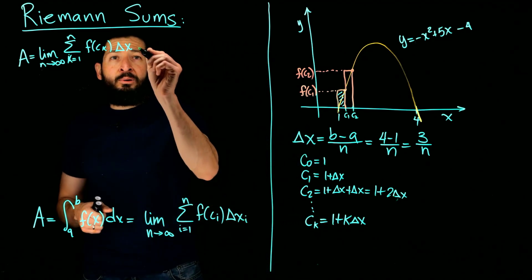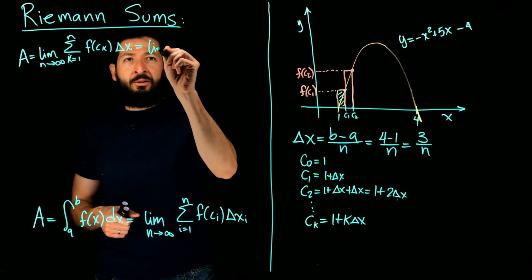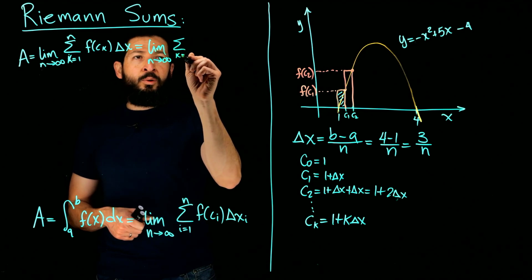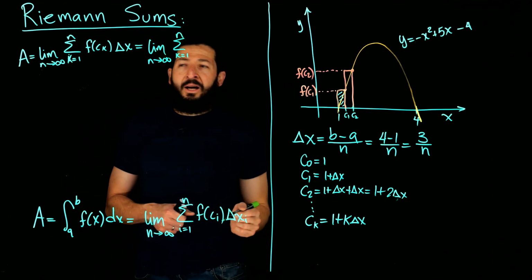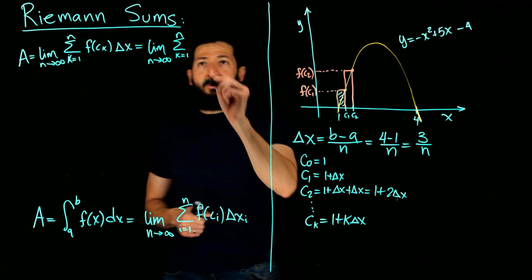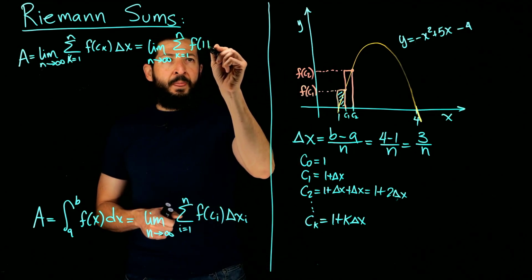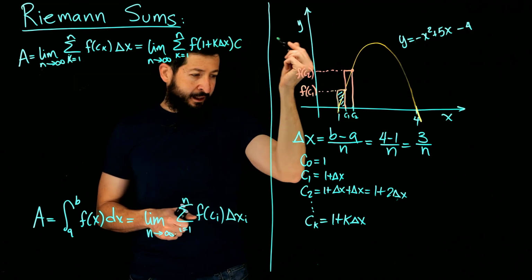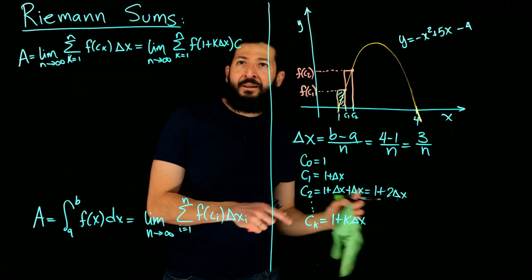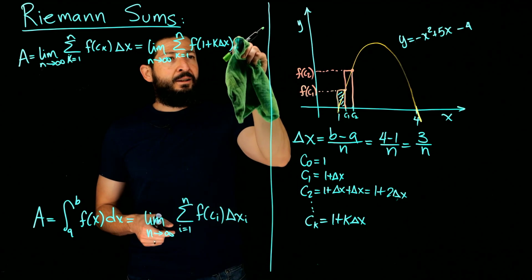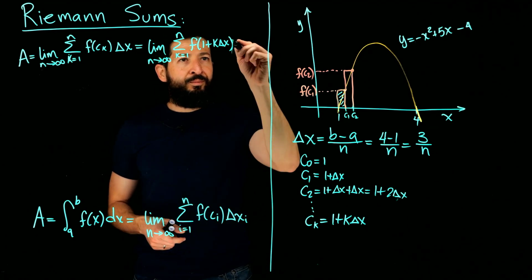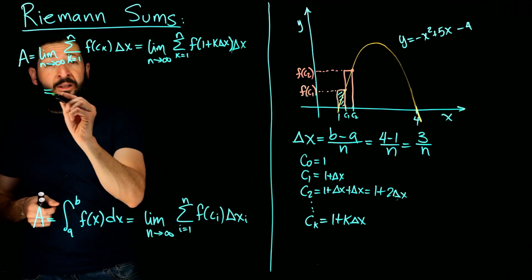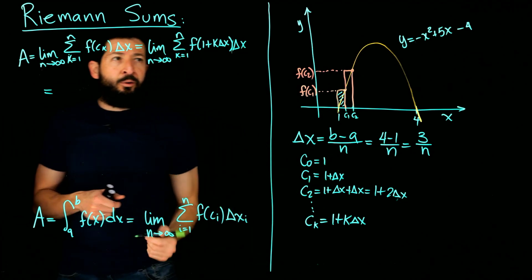So let's go ahead and plug everything in and see what it looks like. So limit as n goes to infinity of the sum from k equals 1 to n. And now I'm going to do f of c sub k, which is going to be f of 1 plus k delta x. And then, oops, times delta x. I already did the c. Times delta x. And so now we can plug in what delta x is. Delta x is 3 over n.